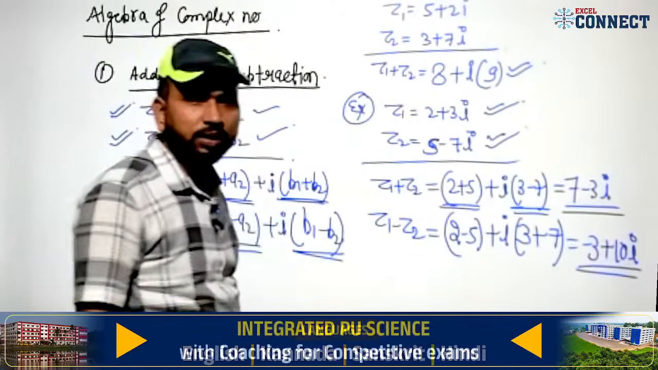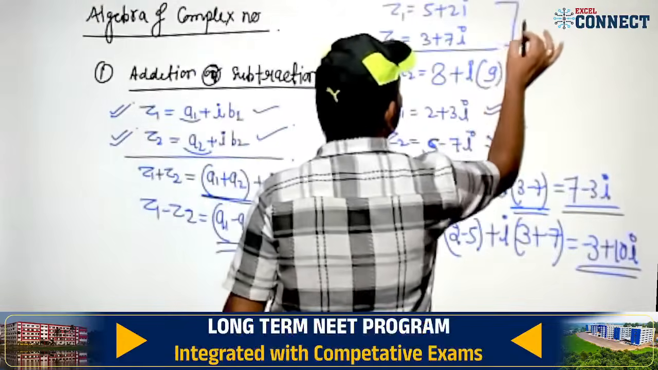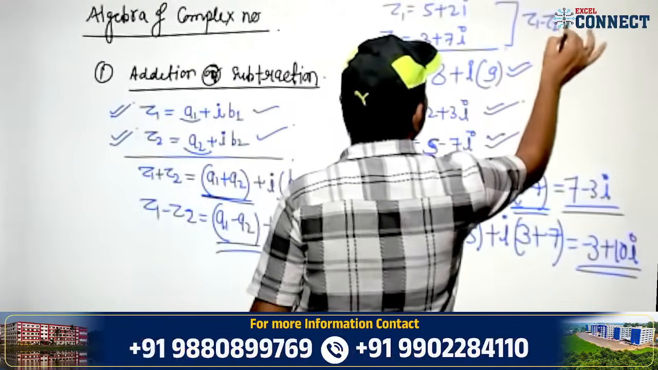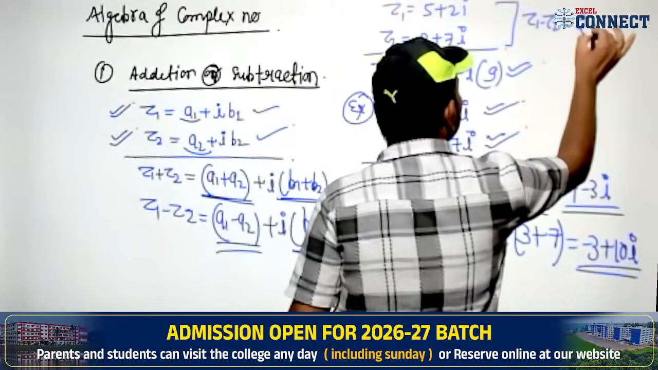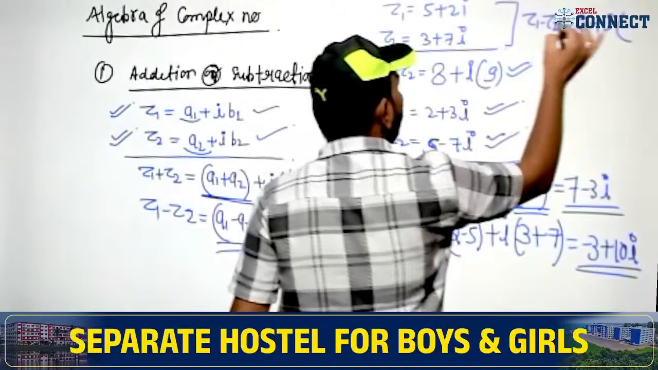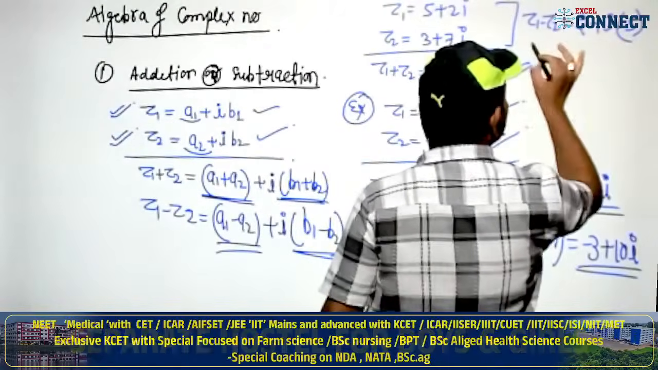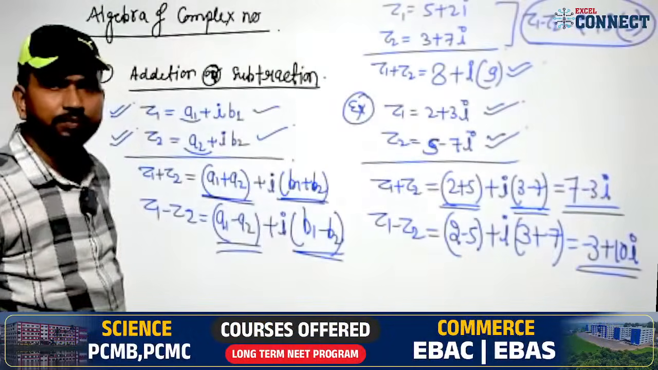Okay, yes, understand, okay. Now if I ask you simple here, if I ask you z1 minus z2, then what will come? This minus this, the real portion 2 plus iota common, what comes? This minus this is minus 5. Simple. z1 minus z2, nothing else. Okay.